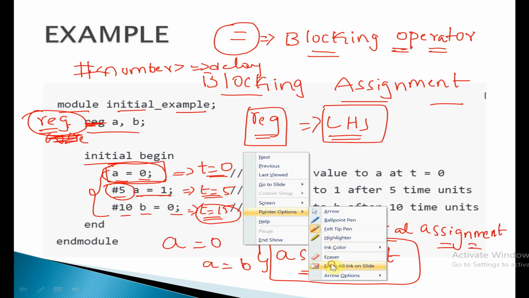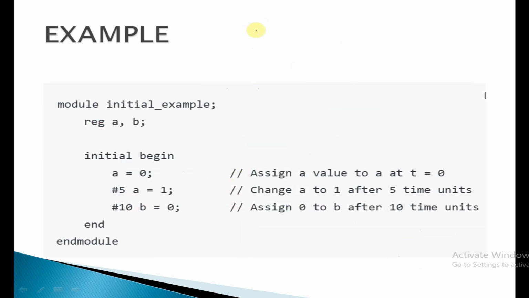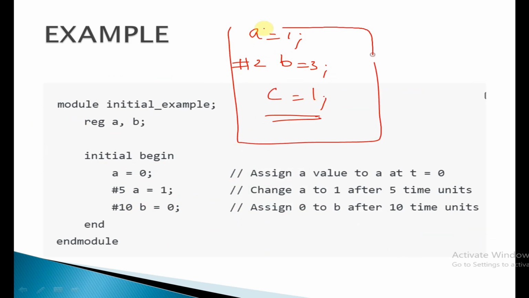Let me take one more example. Let's say I give a is equal to 1, #2 b is equal to 3, and c is equal to 1. Now tell me at what time slots the assignments are happening. Any idea? At what time is a is equal to 1 happening, at what time is b is equal to 3 happening, and at what time is c is equal to 1 happening?